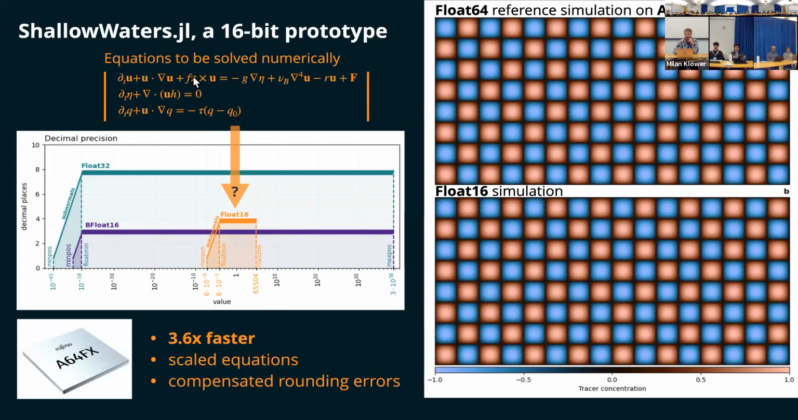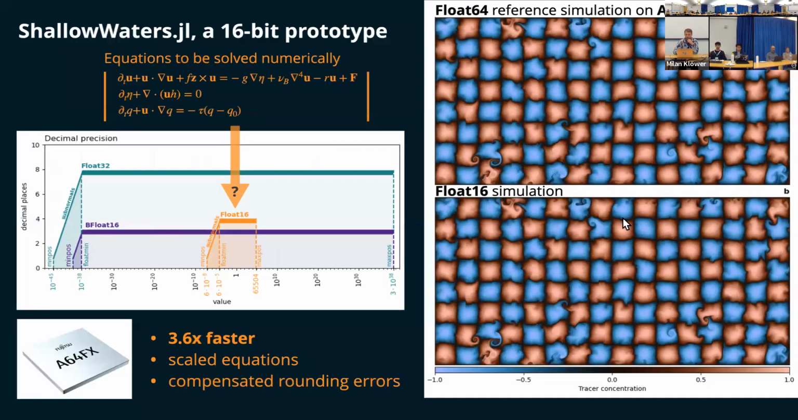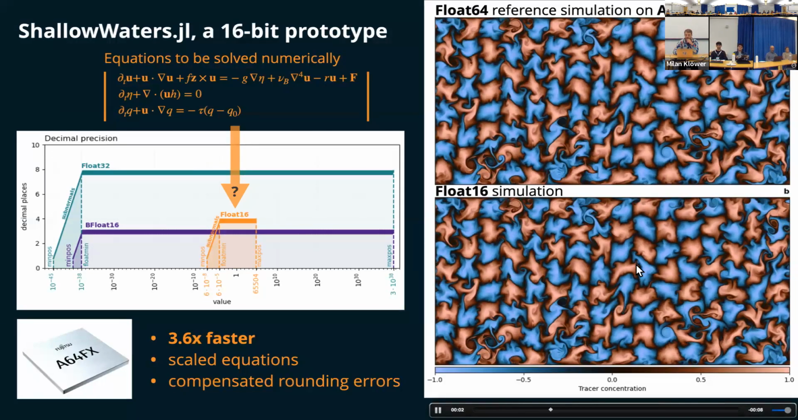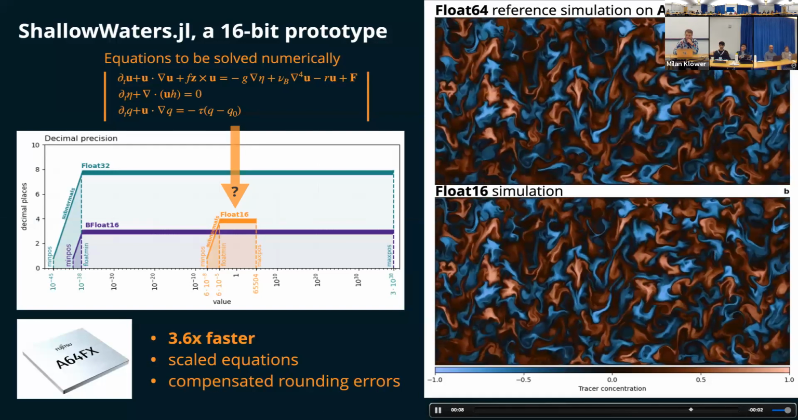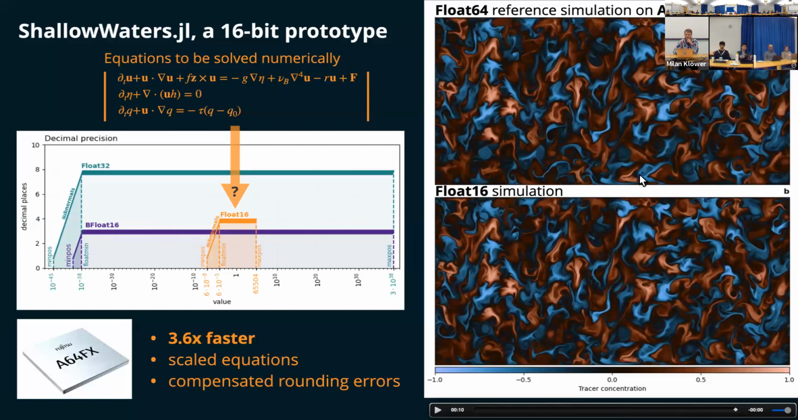But actually in the end, we found ways to scale this so that, I think it's a video. Yes. Oh, it's a bit laggy. It's not supposed to be laggy. Anyway, you can see that basically the simulation quantitatively gives you the same answer, whether you use double or whether you use half precision.